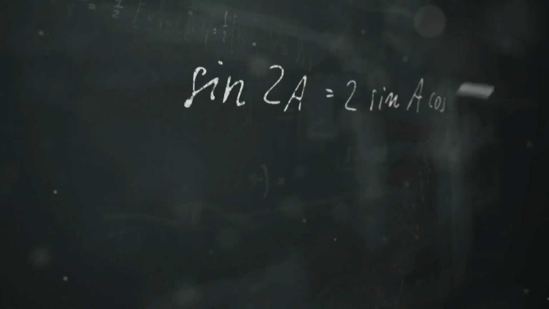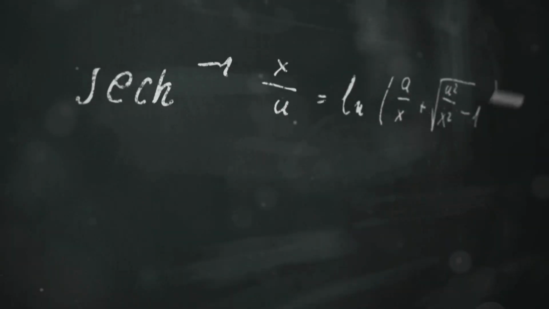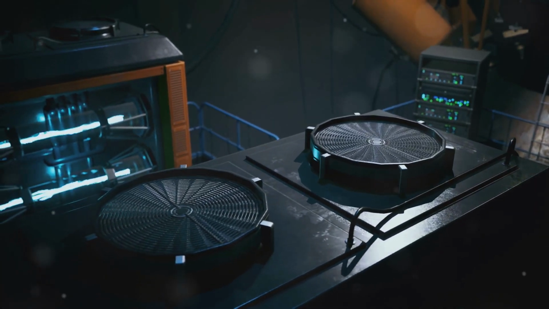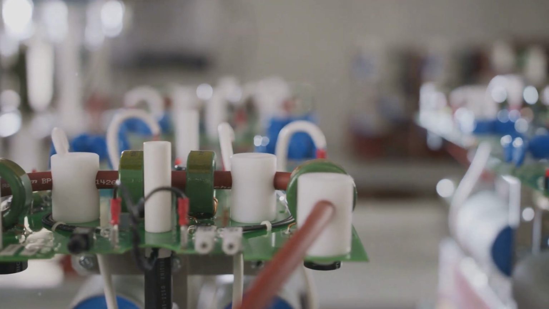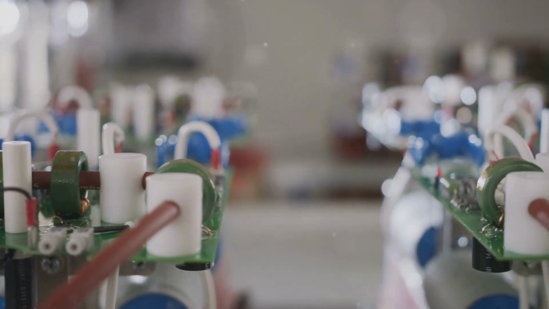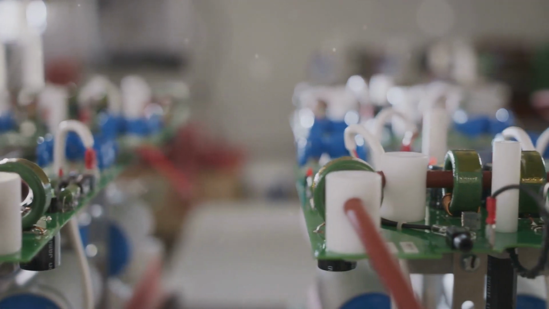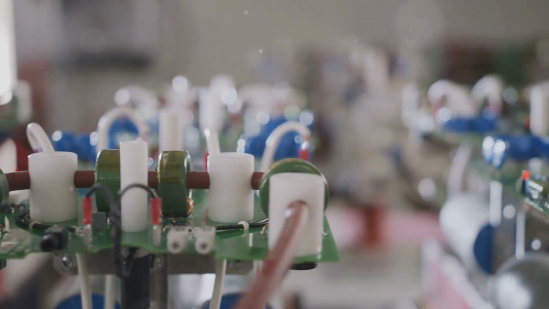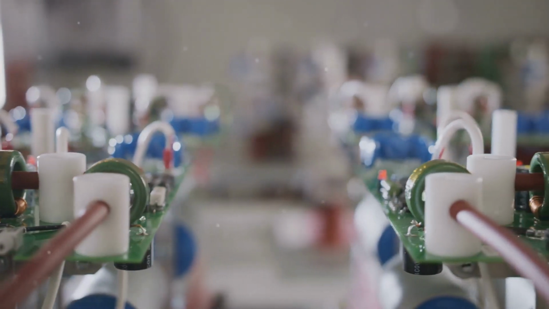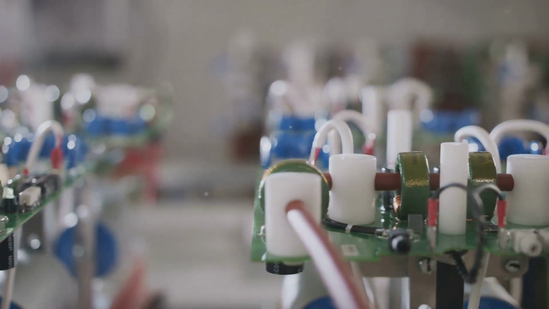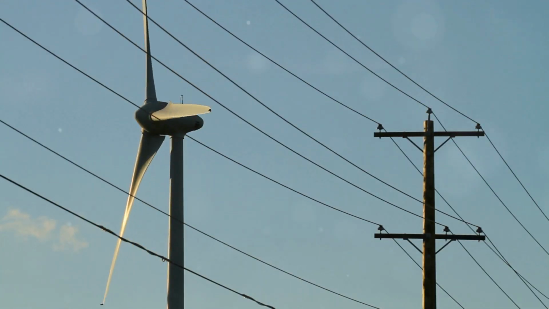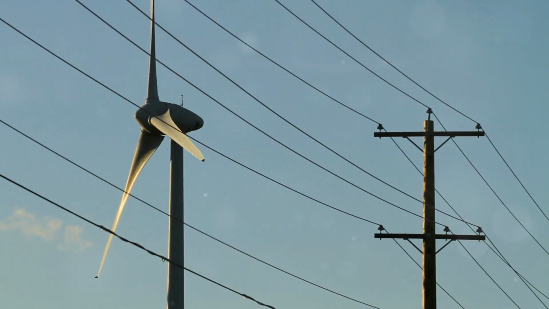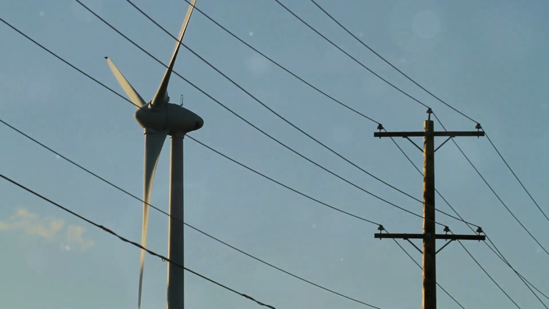Z equals R plus jX. Z is impedance, R is resistance. Remember our uphill bike ride. And jX represents reactance, which is the opposition to the flow due to things like capacitors and inductors. Don't worry too much about those right now. Just know that they add to the overall impedance.